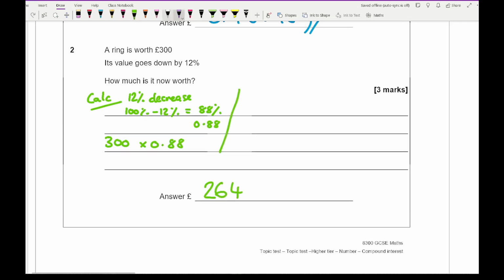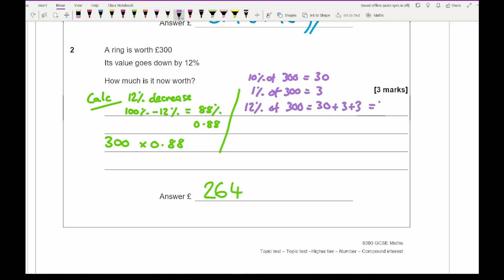Alternatively, if this was a non-calculator question, then 10% of 300 is 30. 1% of 300 is therefore going to be 3. So then 12% of 300 is going to be 30 plus 3 plus 3, which is 36. And then 300 minus 36 gives me 264, which is the same answer.